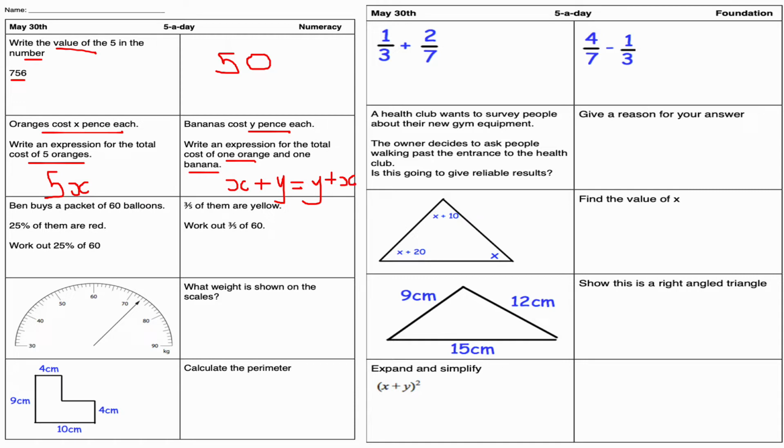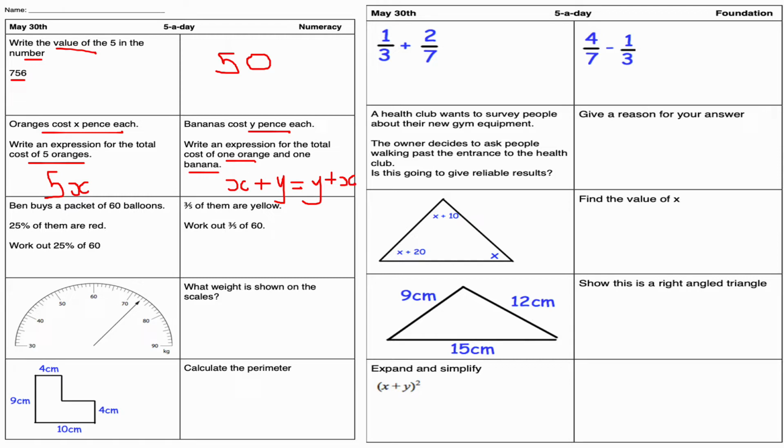Because obviously, everything that is charged in pence or pounds is a positive number. It's never a negative number. So in this context, 5x will always be greater than or equal to 0, and y plus x or x plus y will be greater than or equal to 0. Obviously, it can't be equal to 0 because it costs that much, unless it's free, of course.